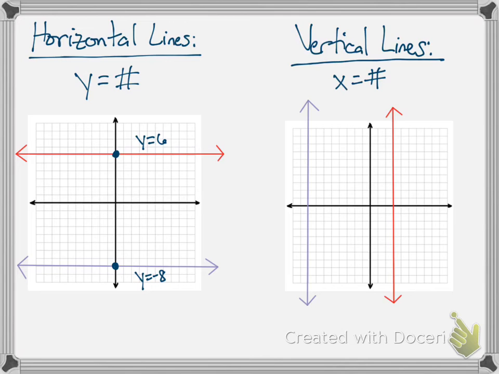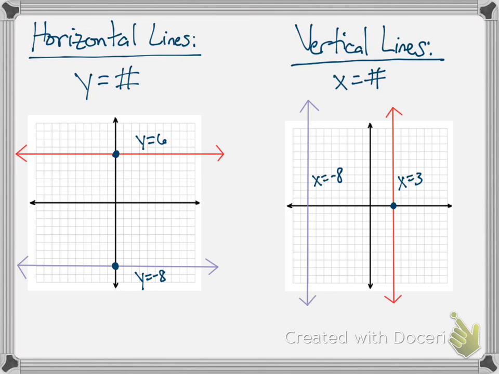Horizontal is y equals. Vertical is x equals number because it crosses through the x-axis. We see on the red line, it crosses through the x-axis at 3. So that would be the equation x equals 3. And with the purple line, it's crossing through the x-axis at negative 8. So x equals negative 8. That's all there really is to writing those equations.